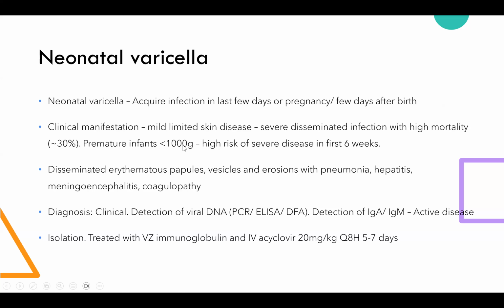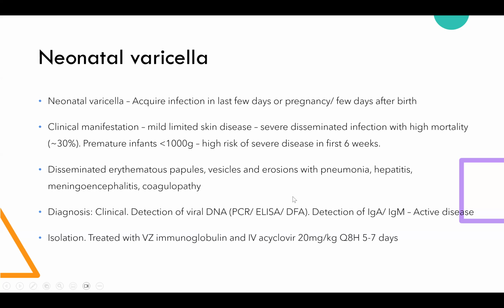Premature infants with birth weight of less than 1000 grams have a high risk of systemic disease in the first 6 weeks after birth. So hospitalization and isolation of these babies is very important. They can present with disseminated erythematous papules, vesicles, or erosions with pneumonia, hepatitis, meningoencephalitis and coagulopathy. Diagnosis is mostly clinical with a history of chickenpox in the mother. The detection of viral DNA by PCR or direct fluorescent antibody reaction, or the serology, IgA and IgM, can point towards active disease.